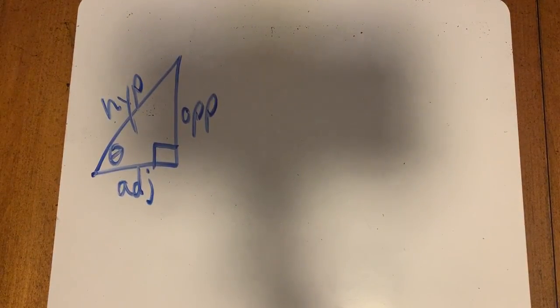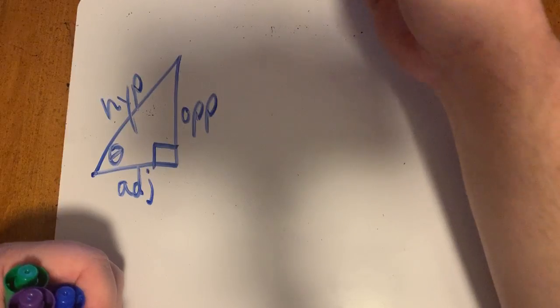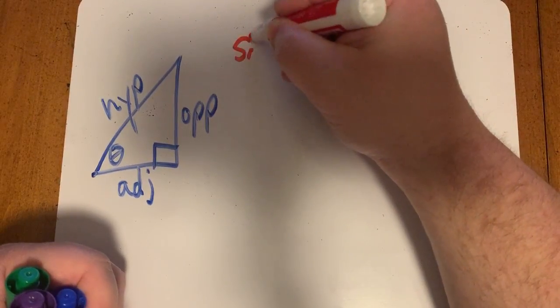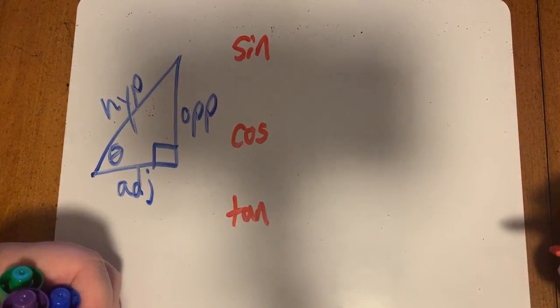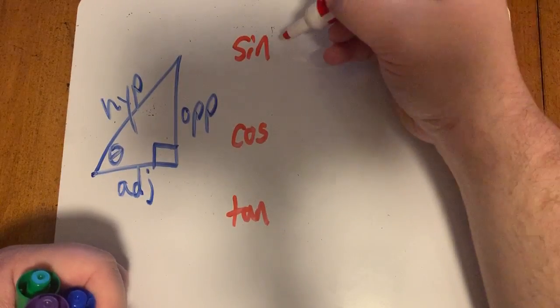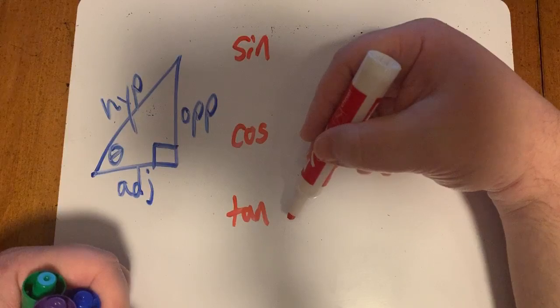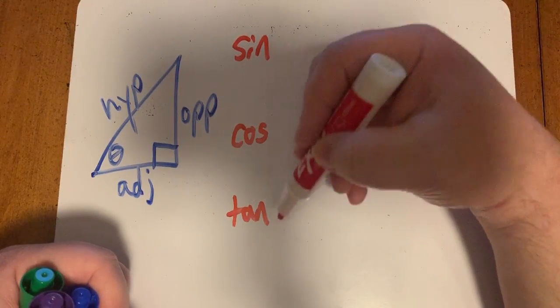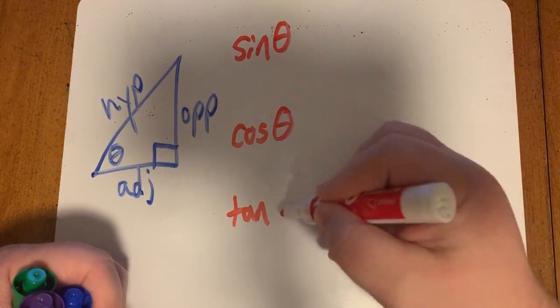There were 6 trig functions that we had. We had our 3 basic trig functions and then the reciprocals of those. The 3 basic trig functions were sine, cosine, and tangent. Remember, these abbreviations can never be by themselves. They have to have an angle attached to them. As they are, this means absolutely nothing. Remember, sine, cosine, and tangent have to have an angle with them. In this case, our angle is theta.